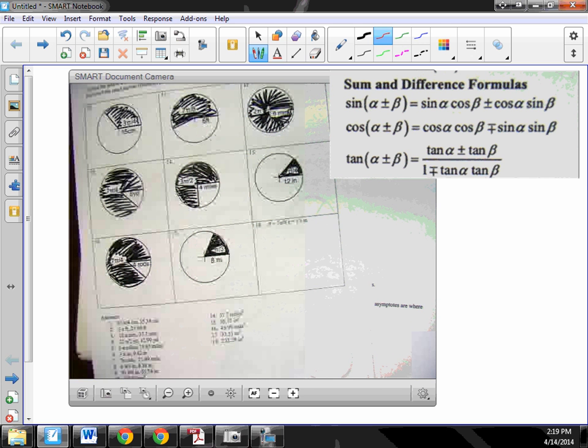Can I see somebody's unit circle? Take a picture of this. I gave mine away.